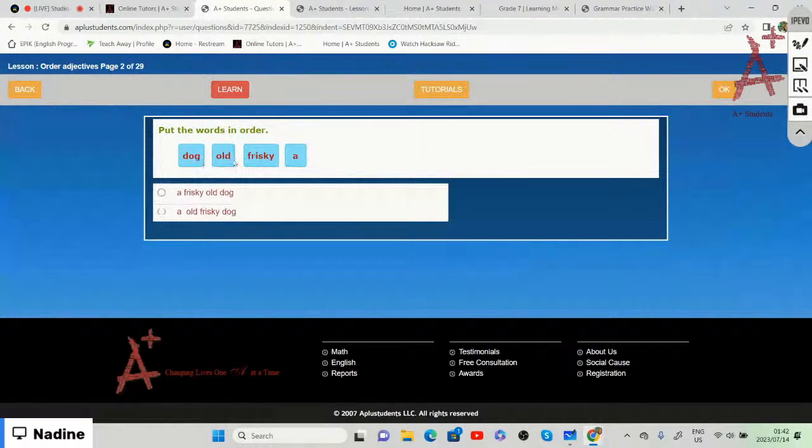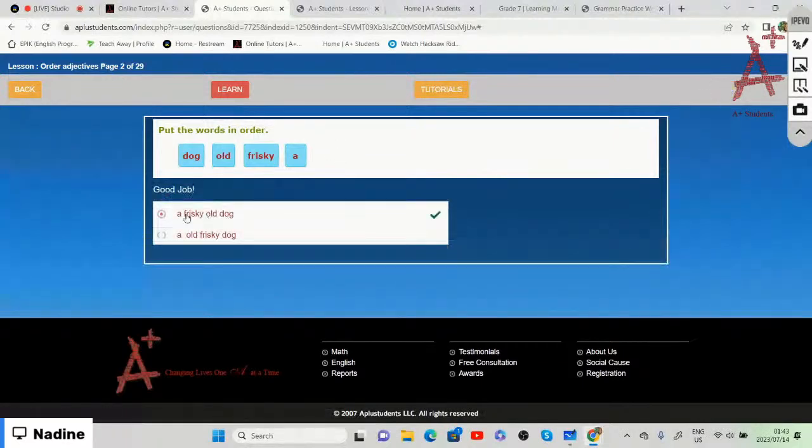Dog, old, frisky, a, right? So, of course, we start with the a, which is an article. So, is it a frisky old dog or an old frisky dog? We need to choose one of the options that best describes the noun, and we need to also put it in order. All right, so we're going to say a frisky old dog, right?